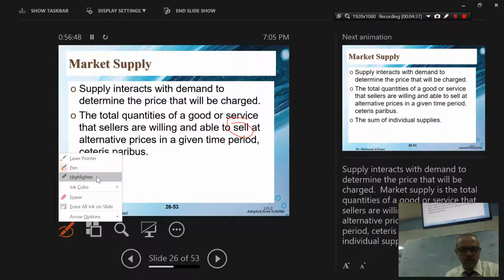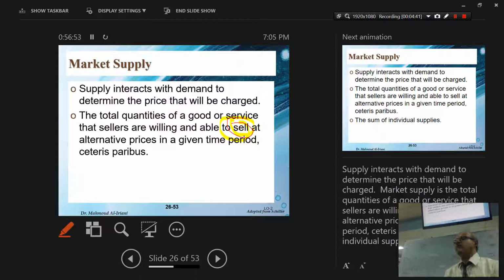Are you guys okay with this? No. Where are you lost? The last point. The last point, ceteris paribus, means everything is the same. The second point, you mean? The second point says the total quantities of a good or service that sellers are willing and able to sell at alternative prices in a given time period. So this is a definition for the market supply. This is the supply. Are you guys okay with this? If you're not sure, raise your hand.